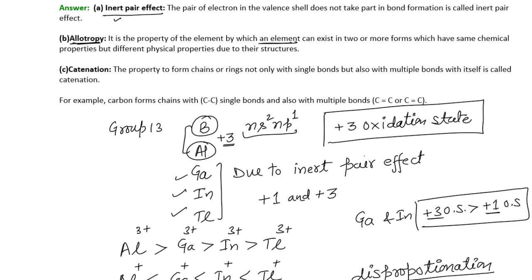So it is the phenomenon of existence of an element in two or more different forms which have different physical properties but identical chemical properties. Keep in mind, chemical properties are identical, similar, but physical properties are different. The element is the same. Okay, that is called allotropy, and those different forms are called allotropes.